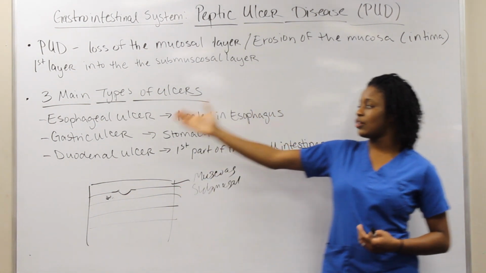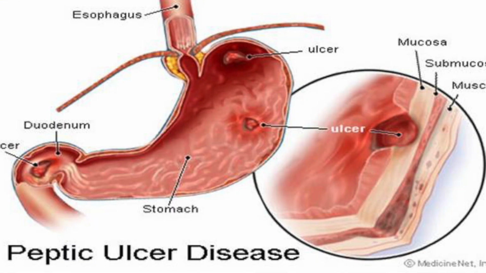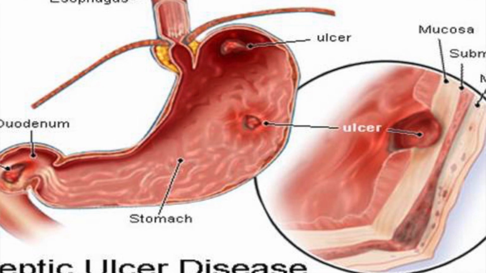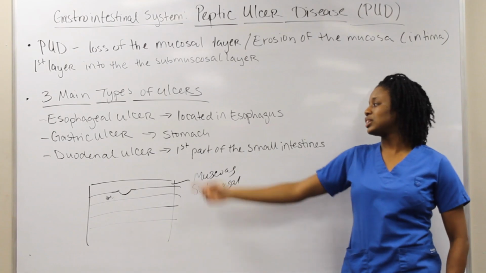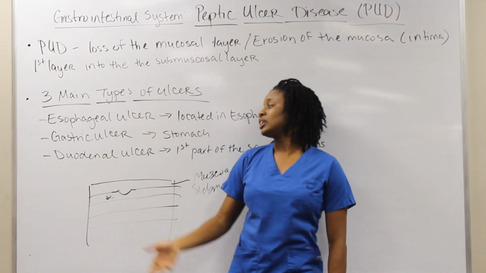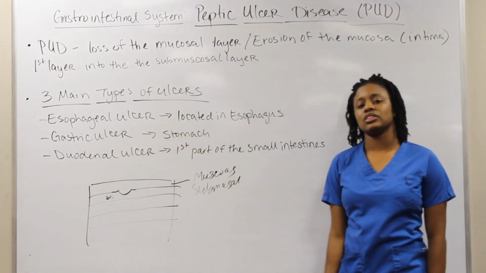So, of course, the esophageal ulcer is located in the esophagus, gastric is in the stomach, and the duodenal ulcer, that's the only one that I can say is probably tricky. But if you know by now that the first part of the small intestines is the duodenum, then you know that this is located in the small intestine.